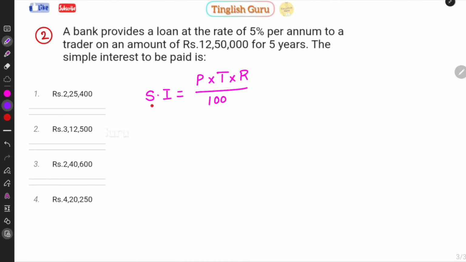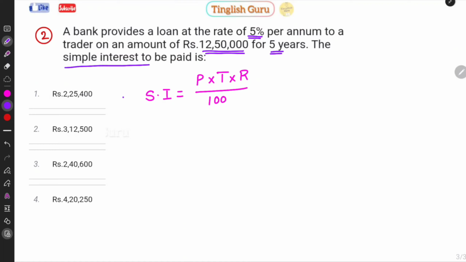Okay, let's move to the next bit. This bit is based on simple interest. Here it is said that the rate of interest is 5% per annum and the sum is 12,50,000 and the time period is 5 years. So we are asked to find the simple interest.